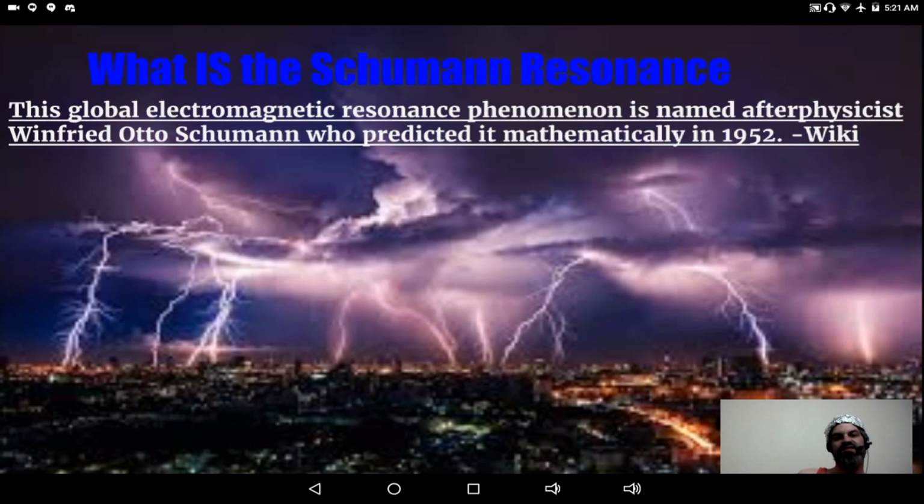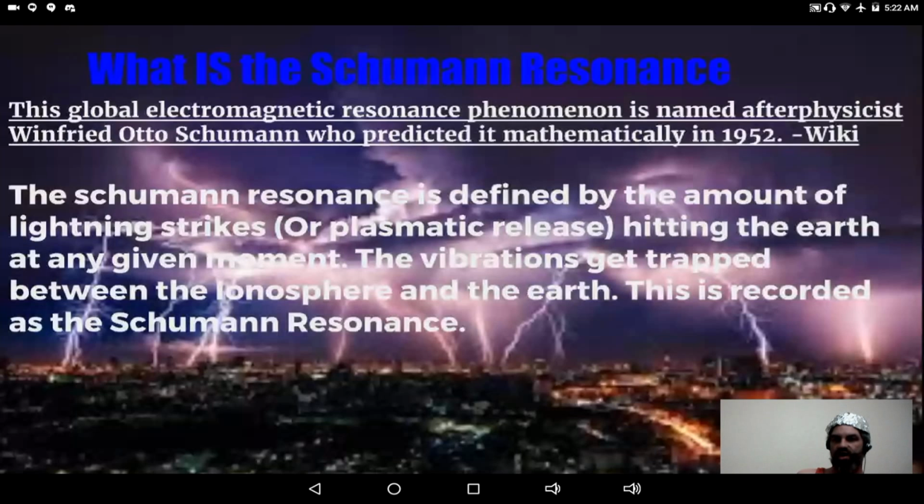So what is the Schumann resonance? This global electromagnetic resonance phenomenon is named after physicist Winfried Otto Schumann, who predicted it mathematically in 1952. Again, this information is from Wikipedia. Those who watch the show know we use Wikipedia a lot. The Schumann resonance is defined by the amount of lightning strikes or plasmatic release hitting the Earth at any given moment. The vibrations get trapped between the ionosphere and the Earth, and this is recorded as the Schumann resonance.